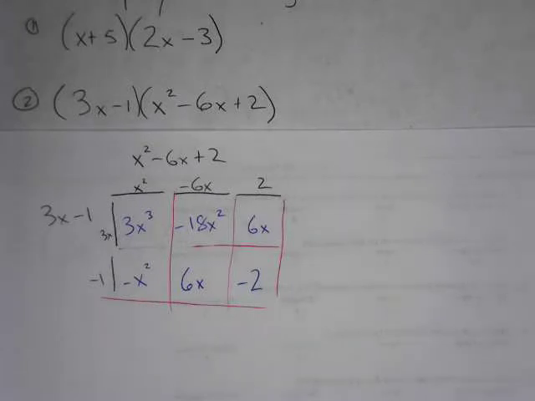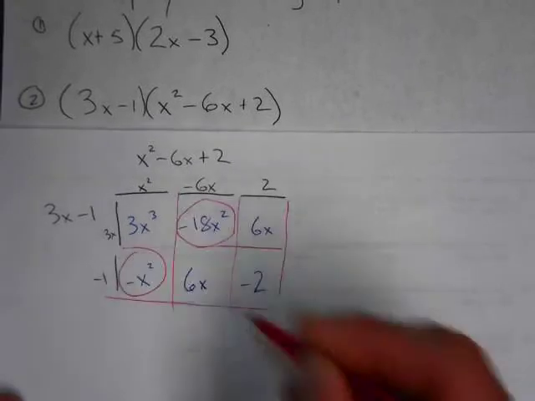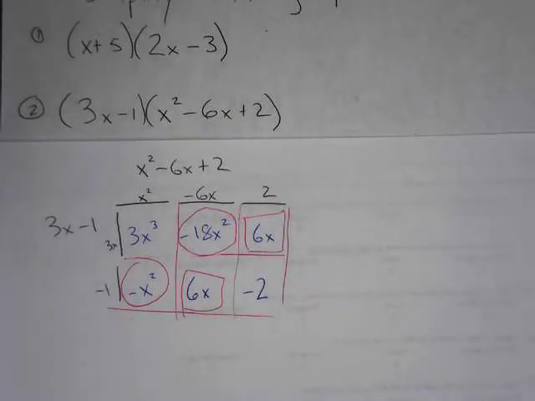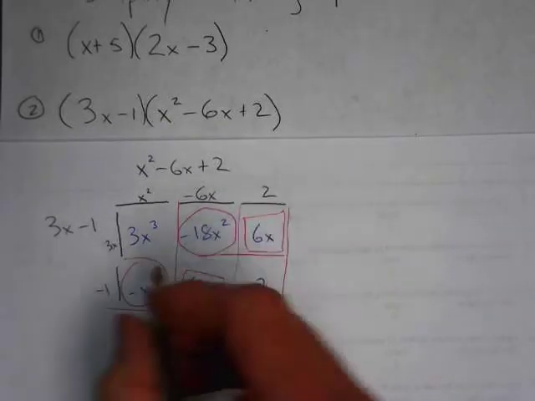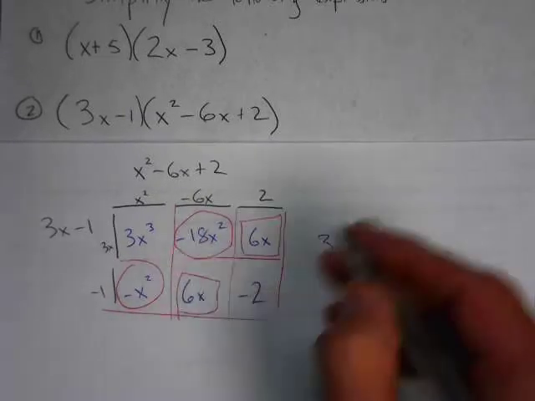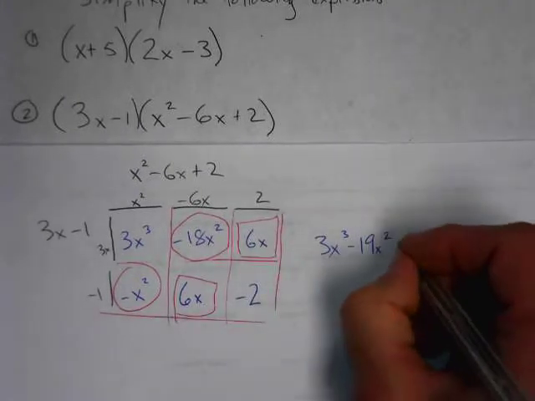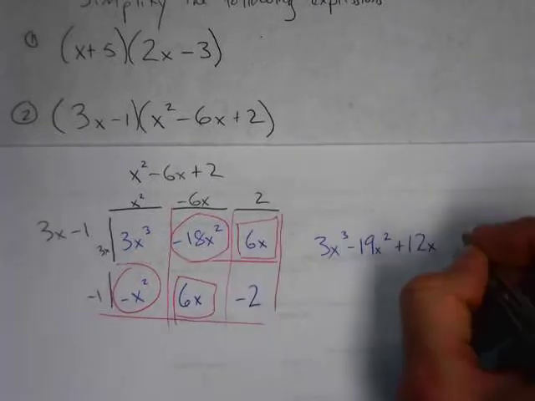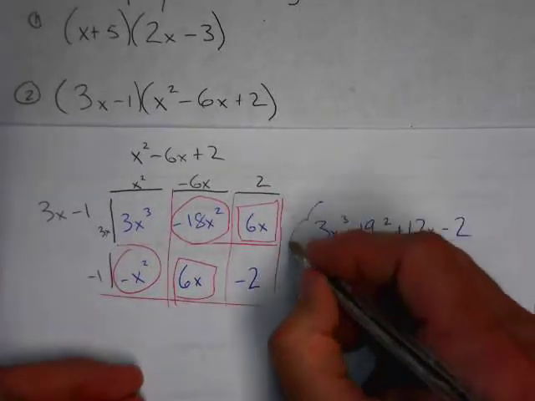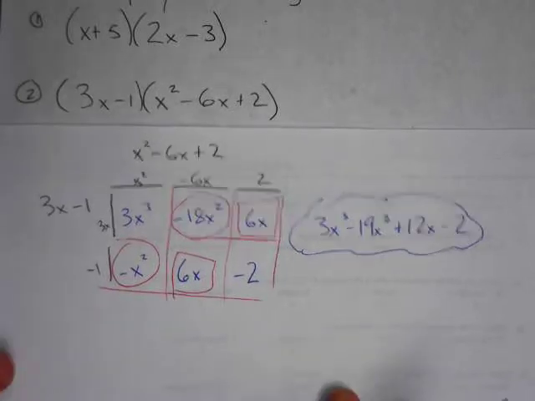And now we look for our like terms. We have x squareds here and x squareds here, x's here and x's here, and we can just combine our like terms. So the first thing we have is 3x to the third power. Then we have negative 18x squared minus x squared is negative 19x squared. And then we have 6x and 6x is 12x, and then minus 2. And we have now used the area model for that same expression. I can also use the distributive property model.